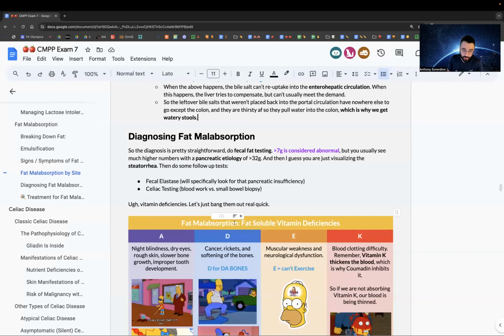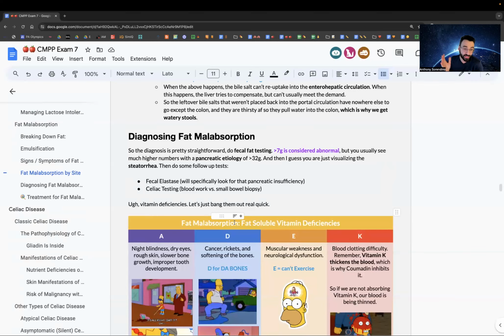You can do some follow-up tests. You can do a fecal elastase, which is specifically going to look for a pancreatic insufficiency. So if the question says your fecal fat test comes back and there's 35 grams, which of the following tests is going to be the best? Well, I guess you kind of already know it's pancreatic at that point, but whatever. Just know that those are kind of connected.